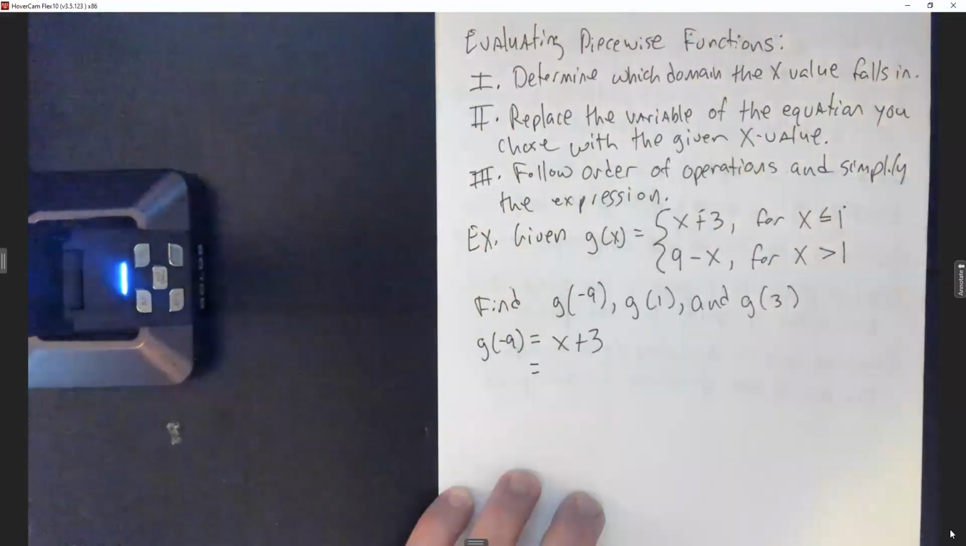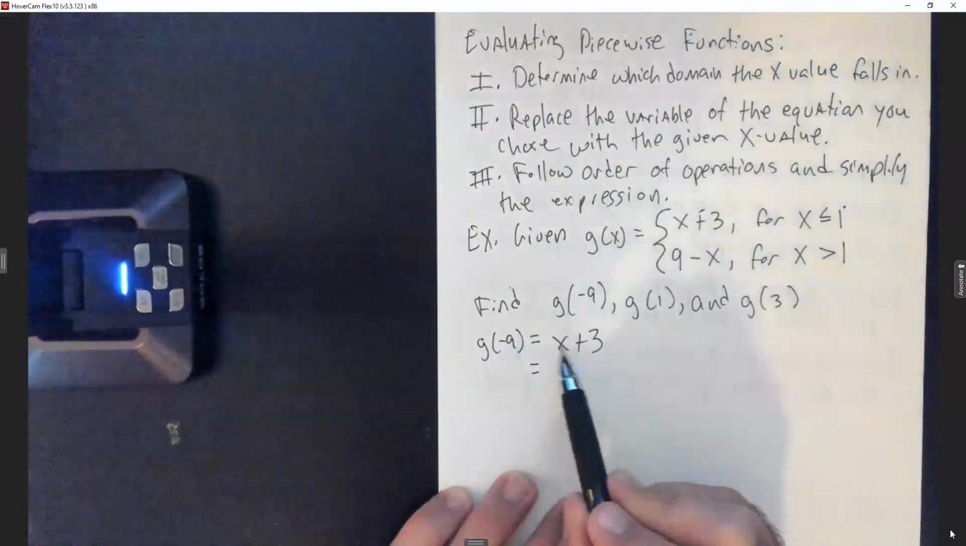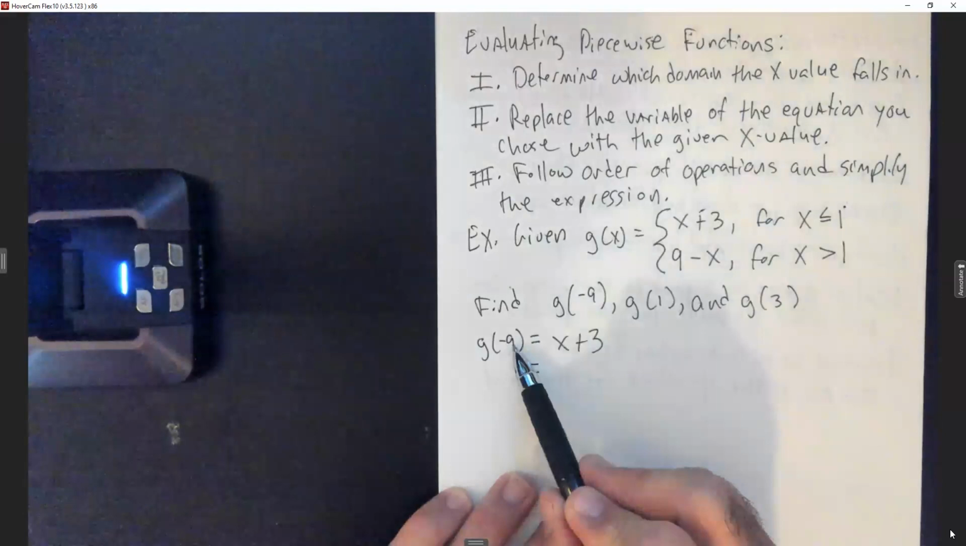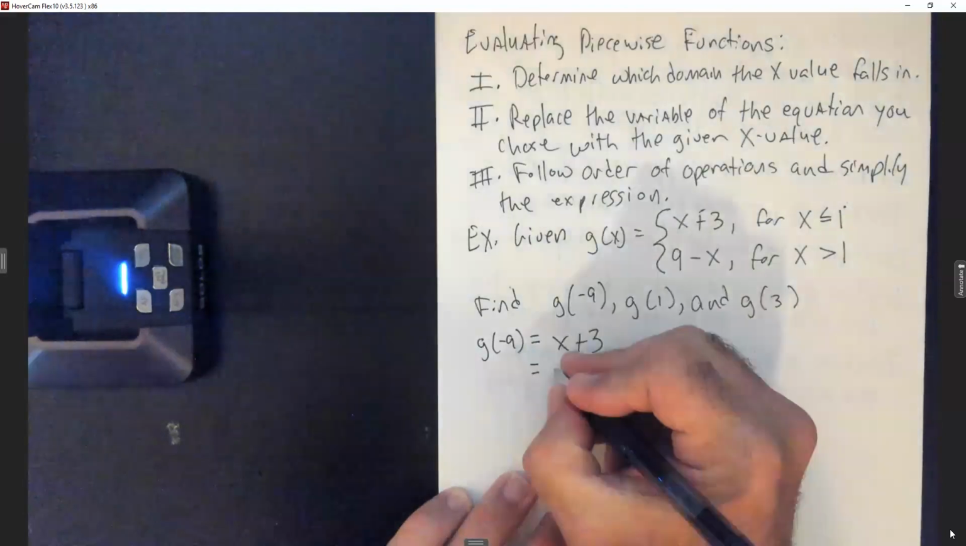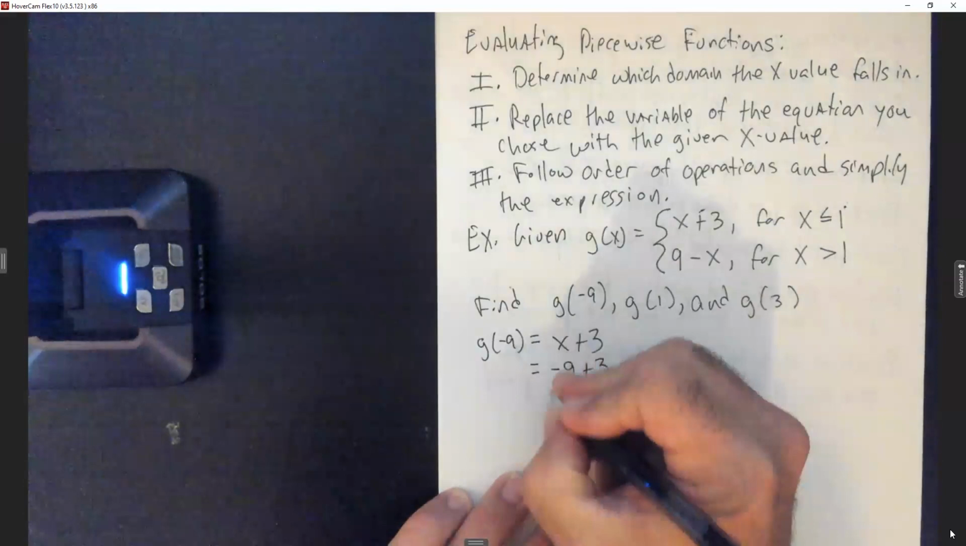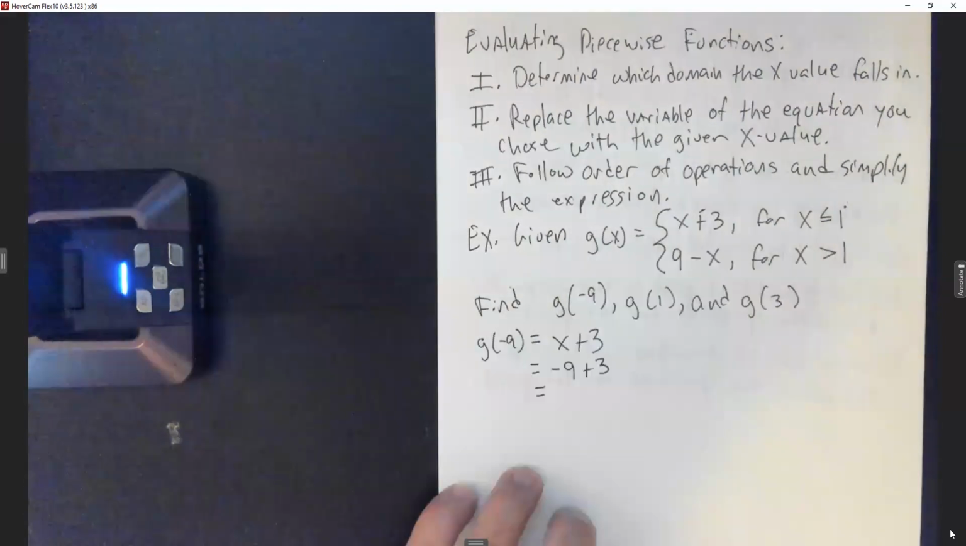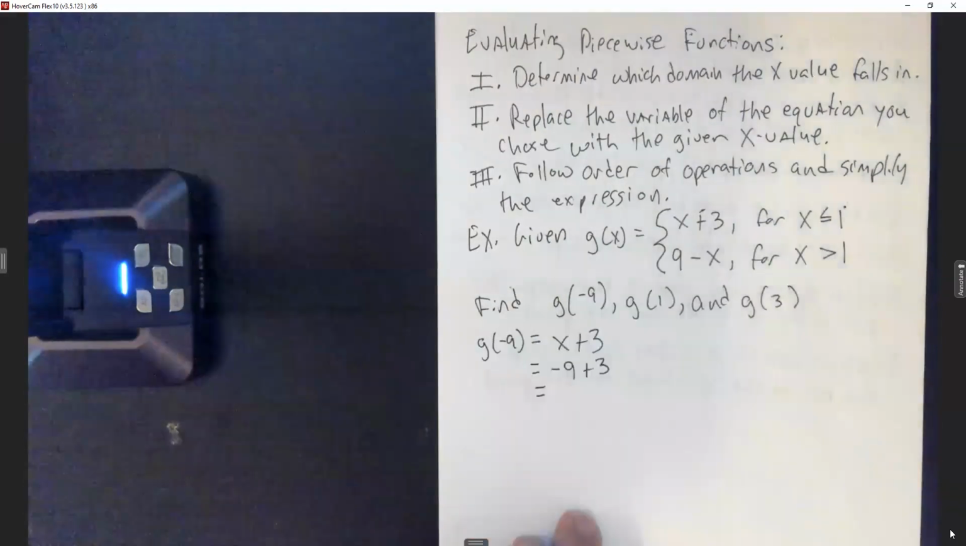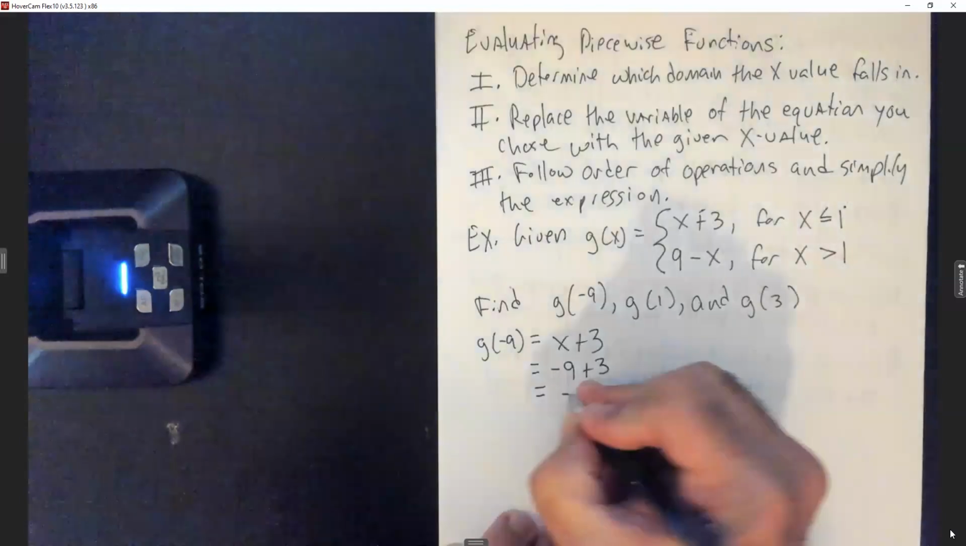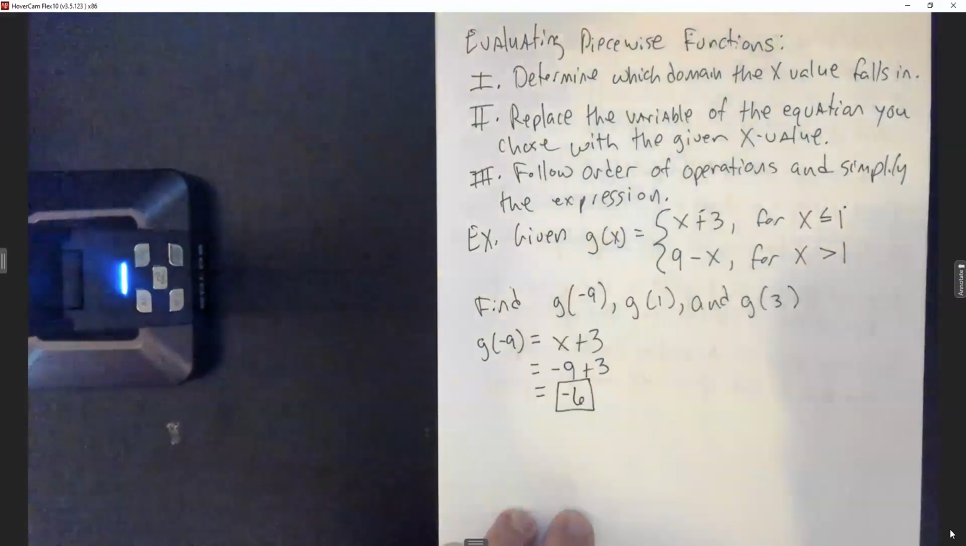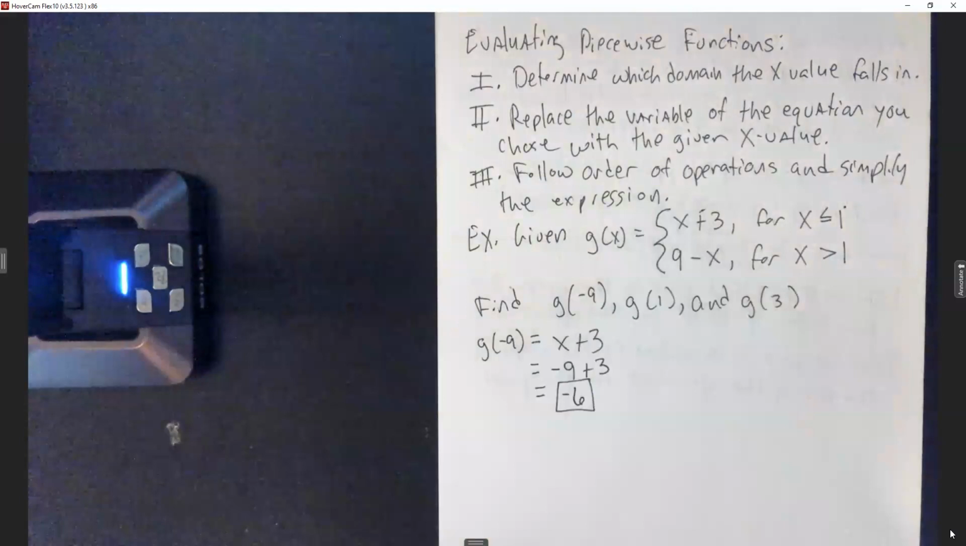But in place of that x, I got to put the number they want, which is a negative 9. So I get negative 9 plus 3. And then finish that out by adding that negative 9 and 3. We get what? A negative 6. So g of negative 9 equals negative 6.